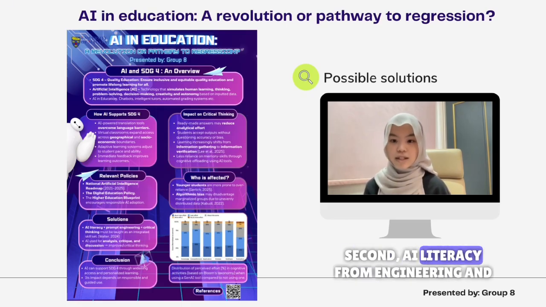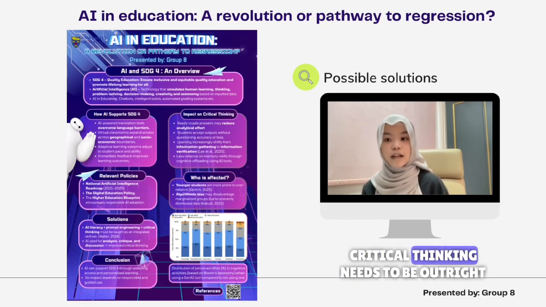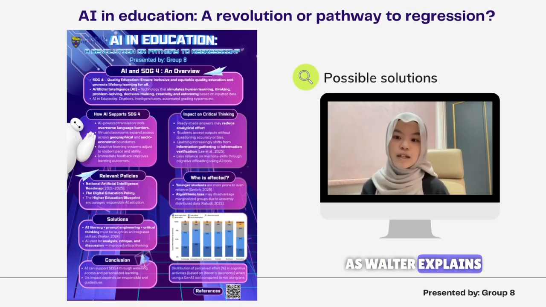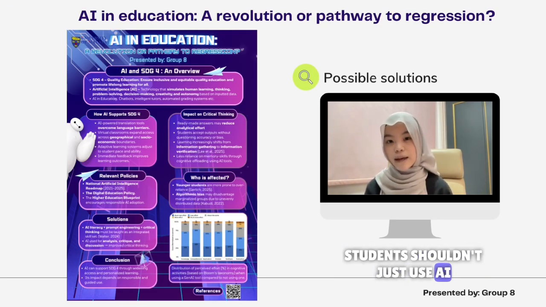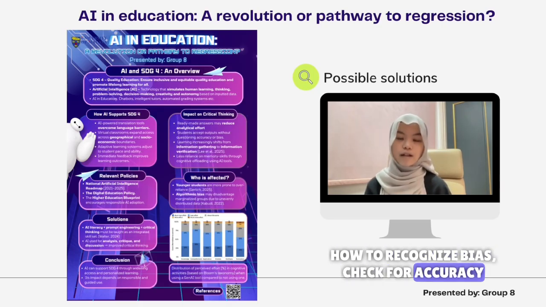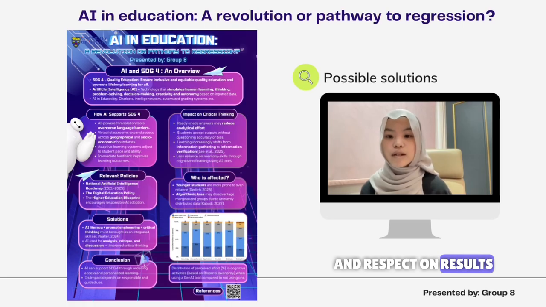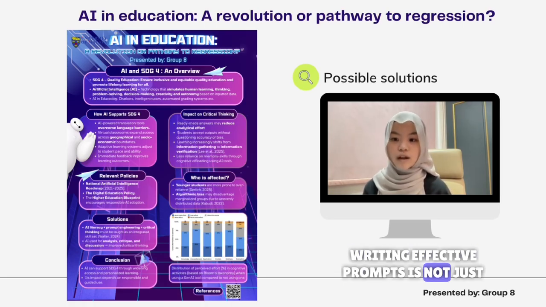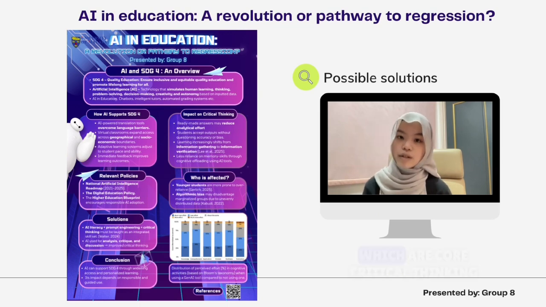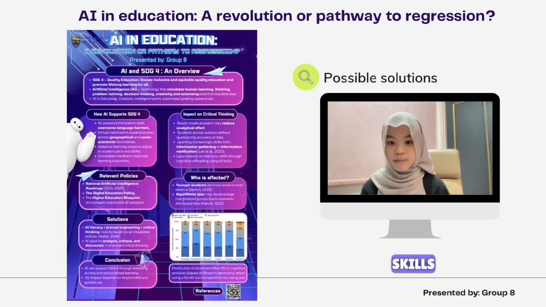Second, AI literacy, prompt engineering, and critical thinking need to be taught together. As Walter explains, students shouldn't just use AI, but learn how to ask good questions, how to recognize bias, check for accuracy, and reflect on results. Writing effective prompts is not just technical, it requires logic, clarity, and evaluation, which are core critical thinking skills.